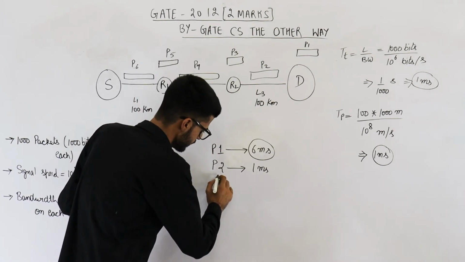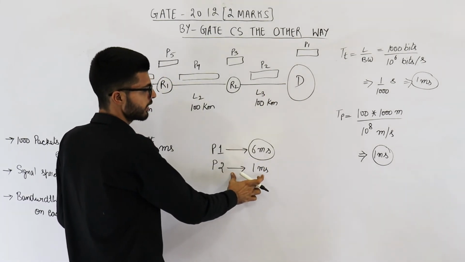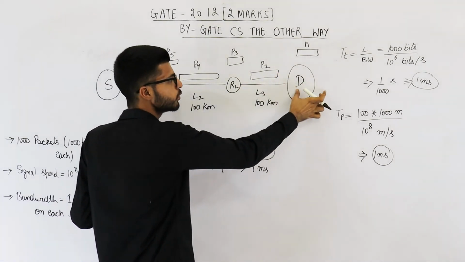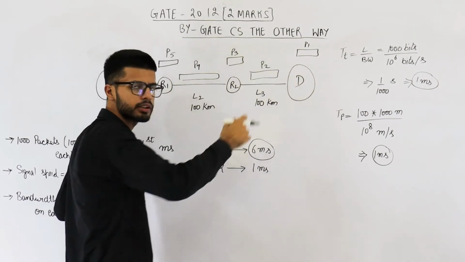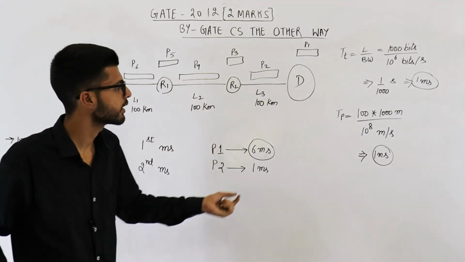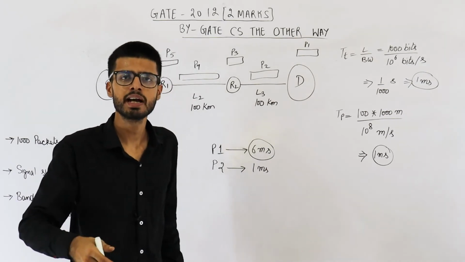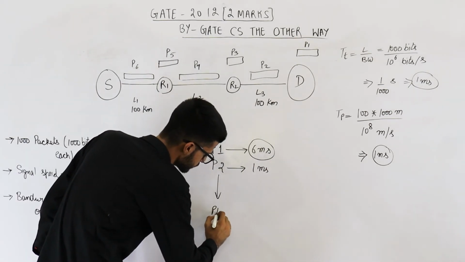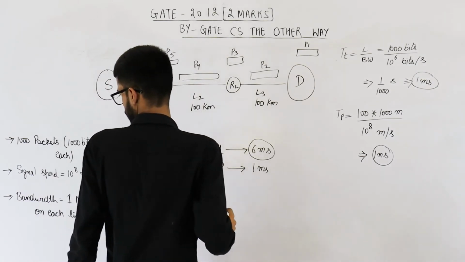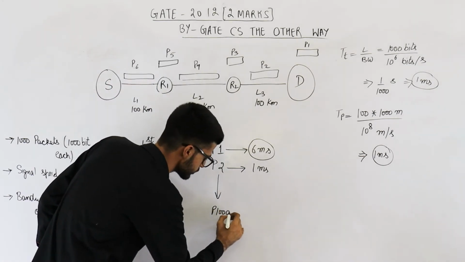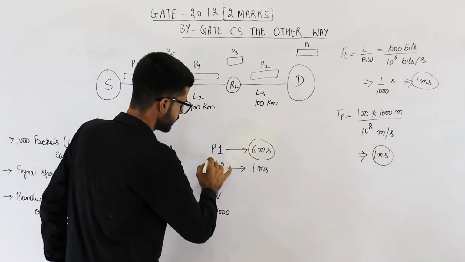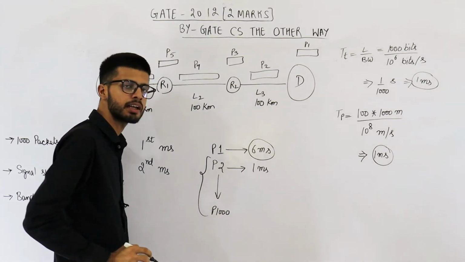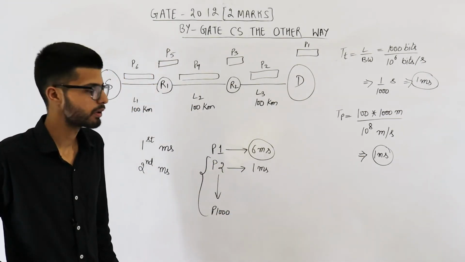Anyways, you can see after this millisecond has elapsed, P2 will be received and P3 will reach here. Okay, so you can see in every millisecond, the destination will keep on getting one packet. So P2 to P1000. It is 1000 packets, sorry, P1000. So all of these 999 packets, they require only 1 millisecond.